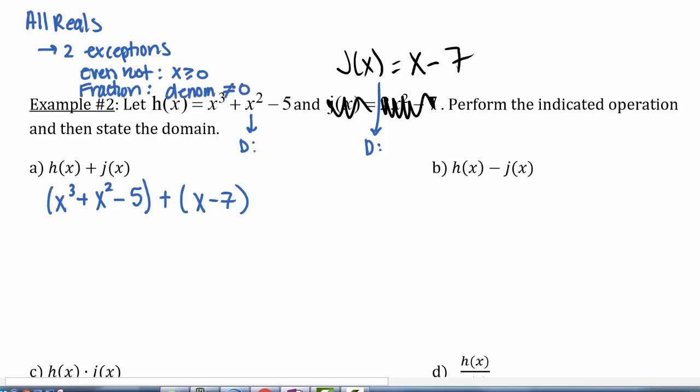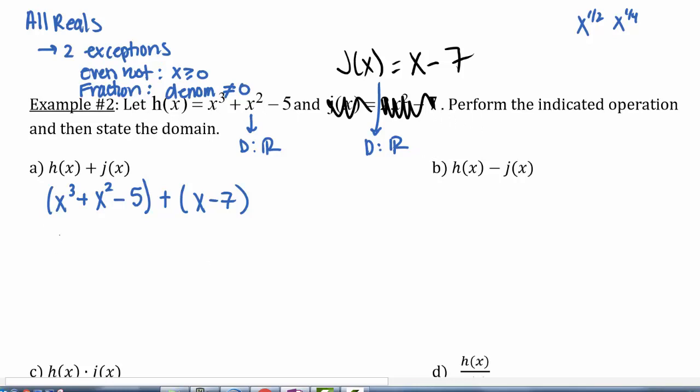Okay, so I don't have an even root in either of these. I don't have a fraction in either of these. So then I know it's just all real numbers. Okay, the even root would be like x to the 1/2, x to the 1/4, something like that. But that doesn't exist here. And I don't have any fractions, so my domain is all real numbers. Okay.